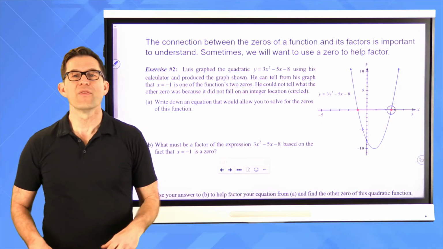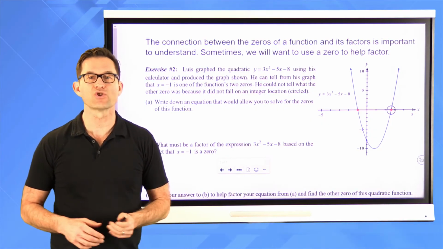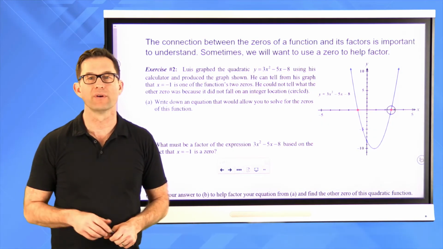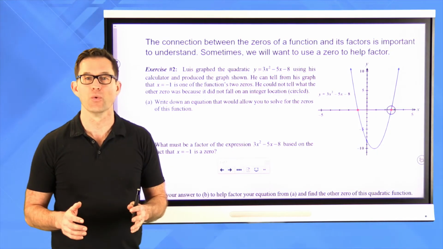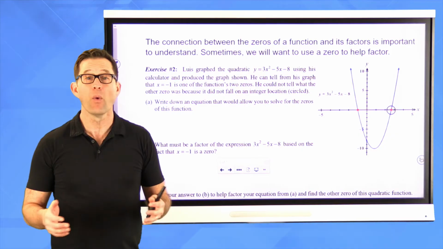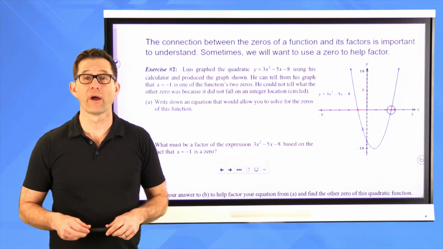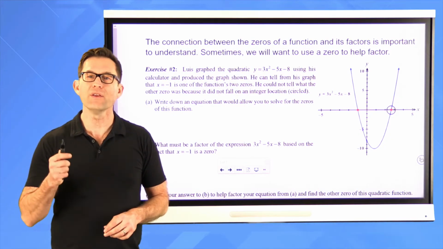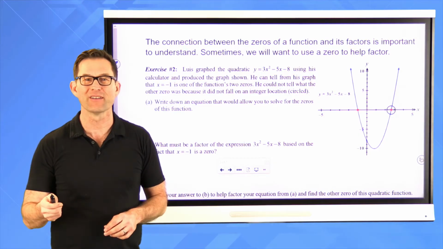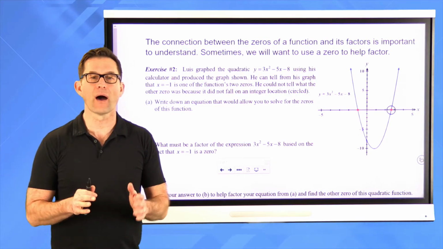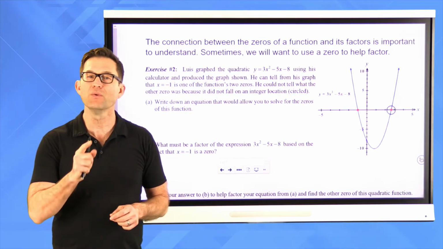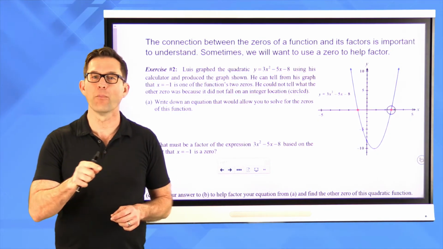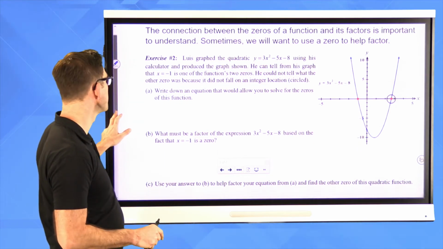Now, the connection between the zeros of a function and its factors is really important to understand. I mean, it is almost the basis of all of Algebra 2, all right? Not so much Algebra 1, but it is definitely there, and we're exploring it right now. Now, sometimes we'll want to use a 0 to help us factor. That's a little bit ironic, because most of the time we want to use factors to find the zeros, but sometimes you want to use a 0 to help you factor. And let's take a look at that in exercise number 1.